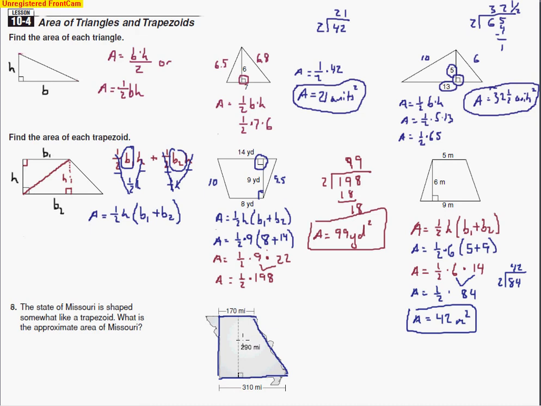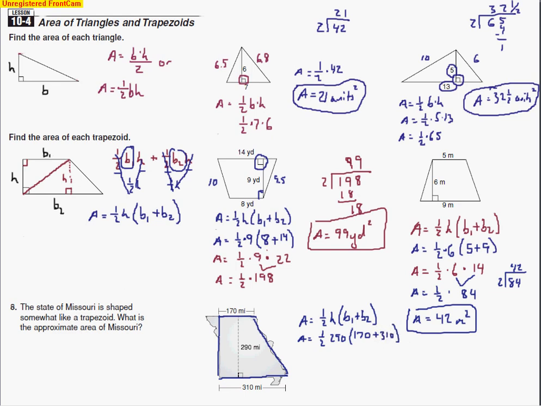And what they want us to do is approximate the area. And that's what we're going to do here. So just bigger numbers, but same sort of thing. So we've got the area equals 1/2 the height times by the sum of the two bases. And so we go ahead and substitute those numbers in there. So we've got 1/2 times by the height, 290, times by 170 plus 310.